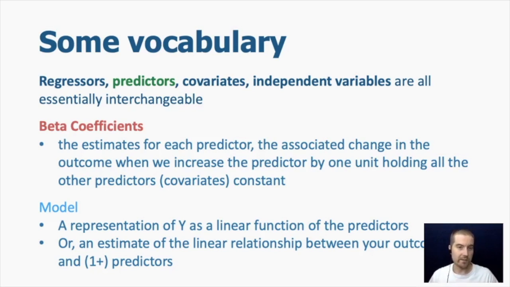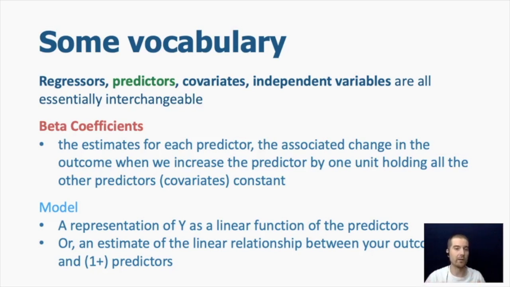Beta coefficients, those are the estimates for each predictor. They're the associated change in the outcome when we increase a predictor by 1 unit, holding all the other predictors or covariates constant. We'll talk about that interpretation more throughout this lecture, but I'll repeat it. It's the associated change in the outcome when we increase a predictor by 1 unit, and this is a new part, holding all the other predictors constant.